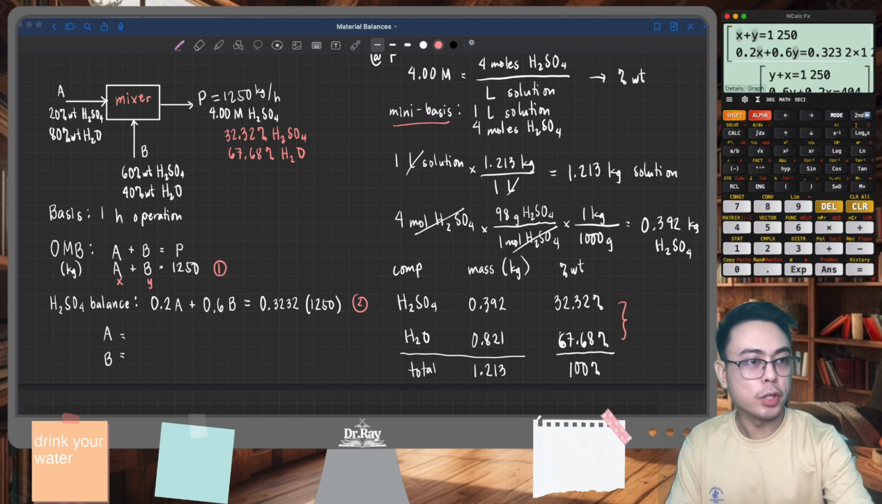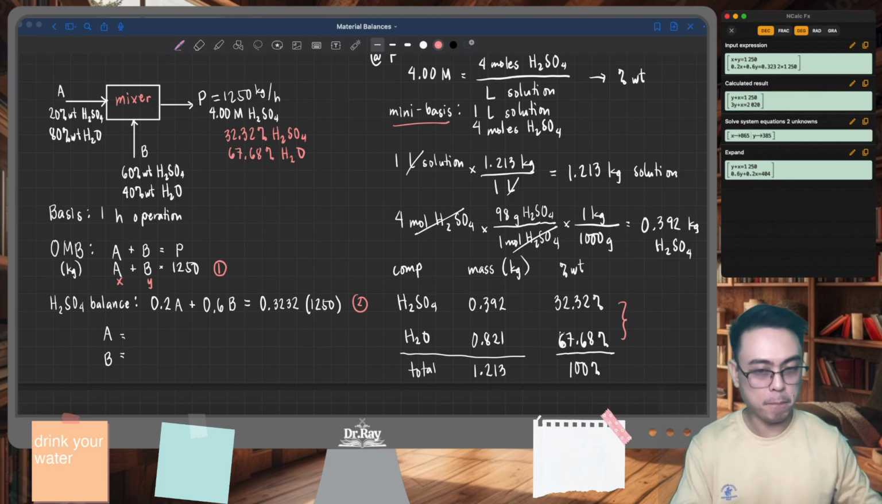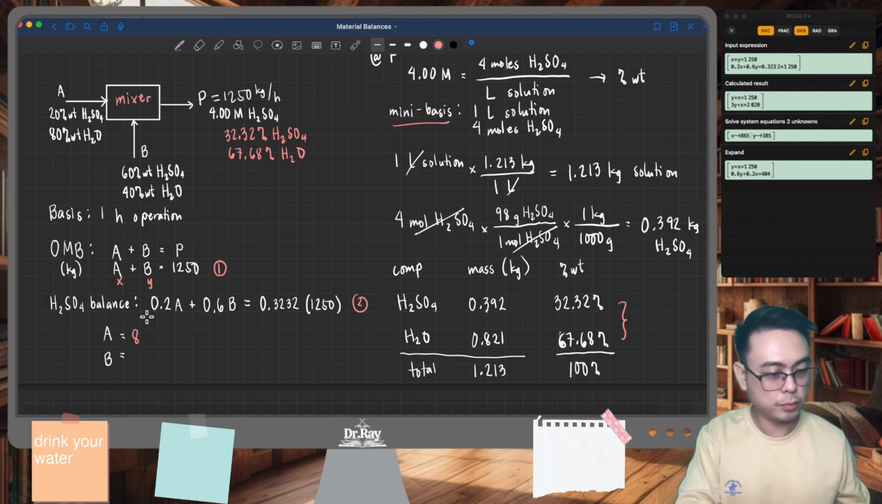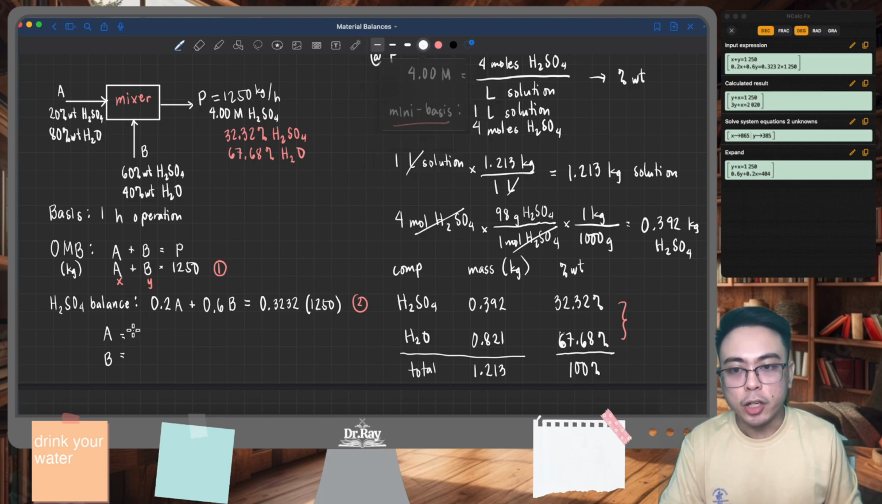Okay, now the result of this is this one. My X has a value of 865 and my Y has a value of 385. So we can write that here. A is the same as X in our calculations, so that is 865 kilograms, and B is 385 kilograms.